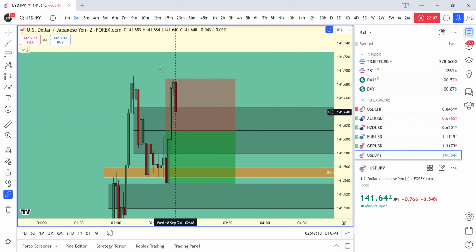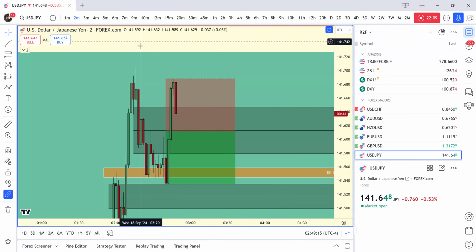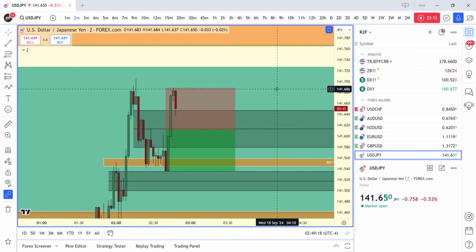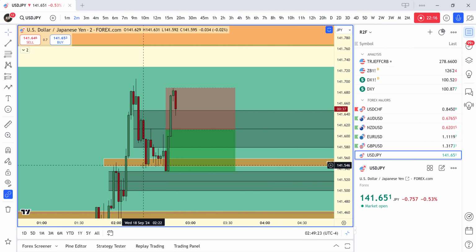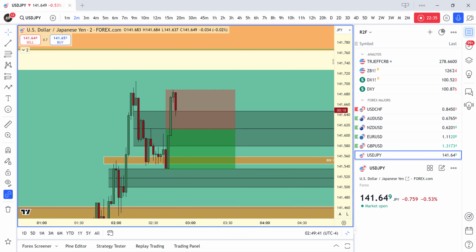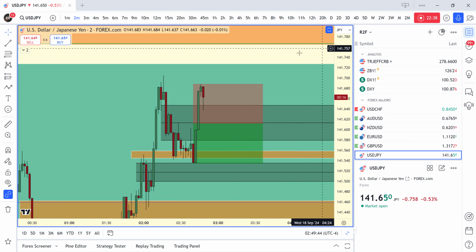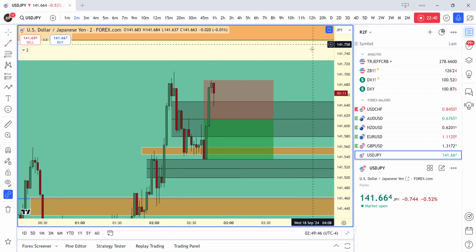Okay, big red candle. We don't care too much about that. So let's see. All right, so we're nearing 3 a.m., which, as we know, is when price tends to reverse a lot of the time, or at least really spool into a direction of liquidity.